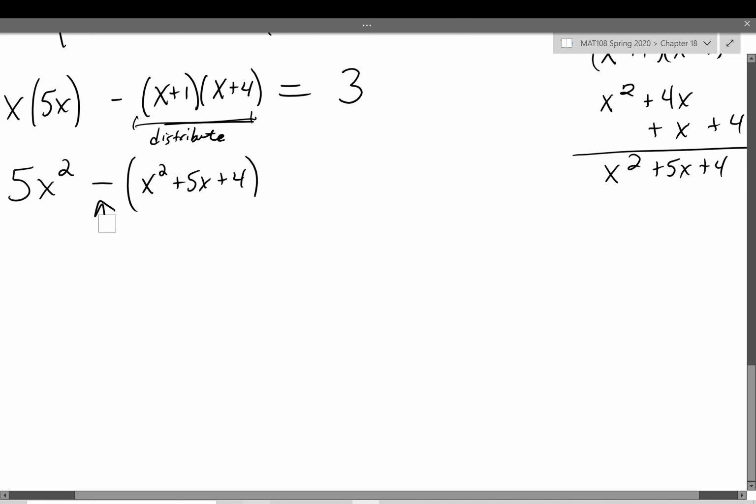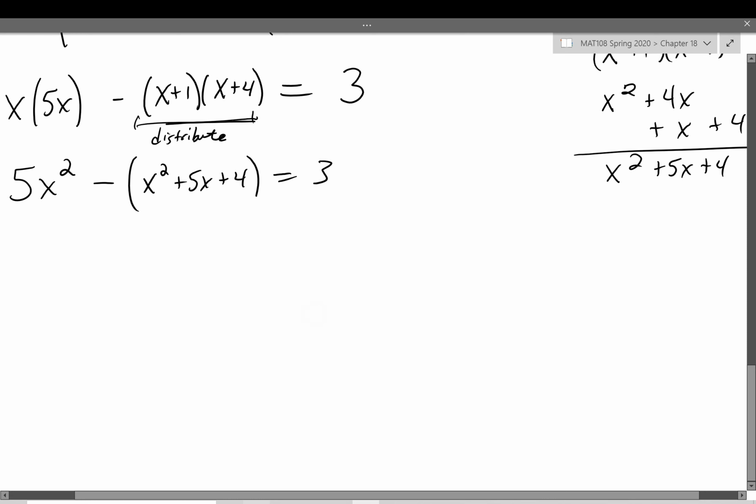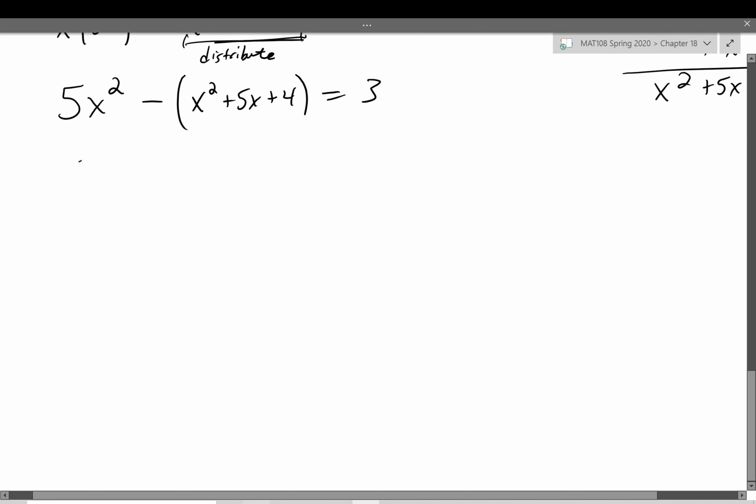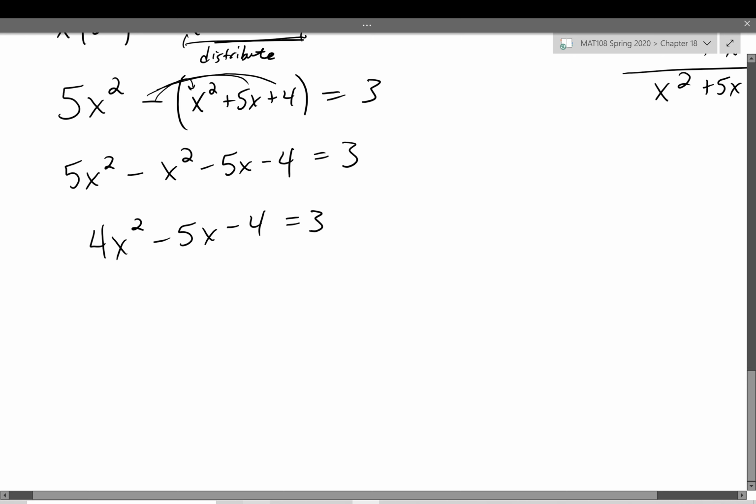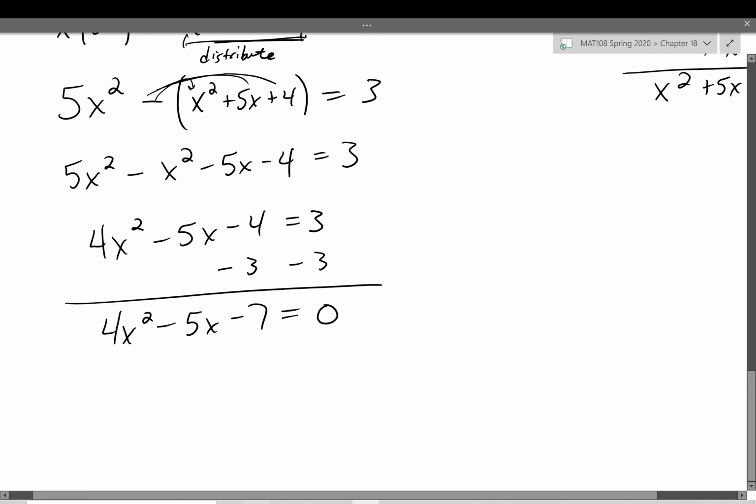Equals 3. So, once again, we're just going to keep simplifying. 5x squared minus x squared minus 5x minus 4, because what I did is I distributed the negative sign to each one of those terms, equals 3. All right? So that's going to give me 4x squared, because 5x squared minus x squared is 4x squared, minus 5x minus 4 equals 3. I'm going to set this equal to 0. So I subtract 3 from both sides. That gives me 4x squared minus 5x minus 7 equals 0.